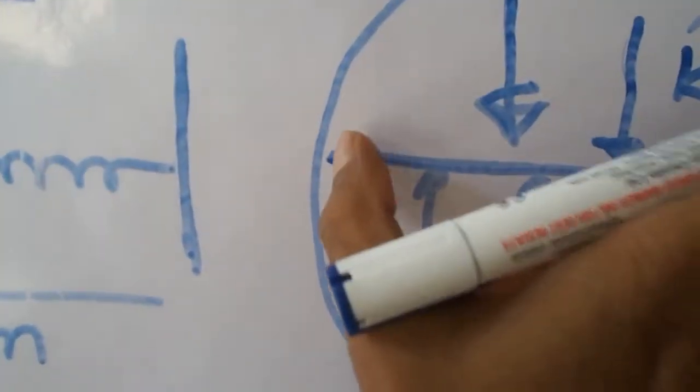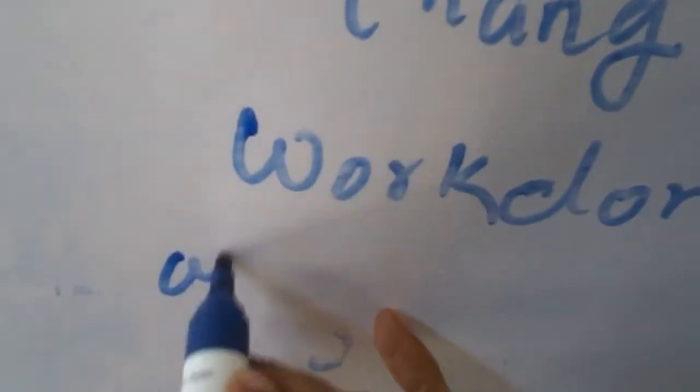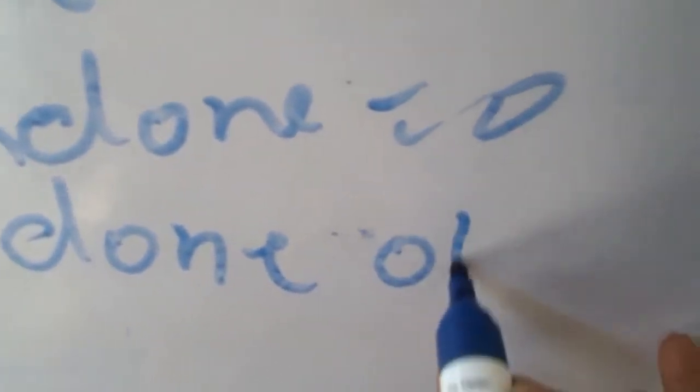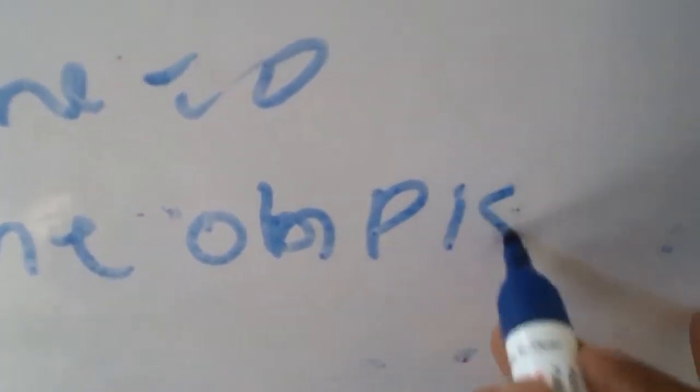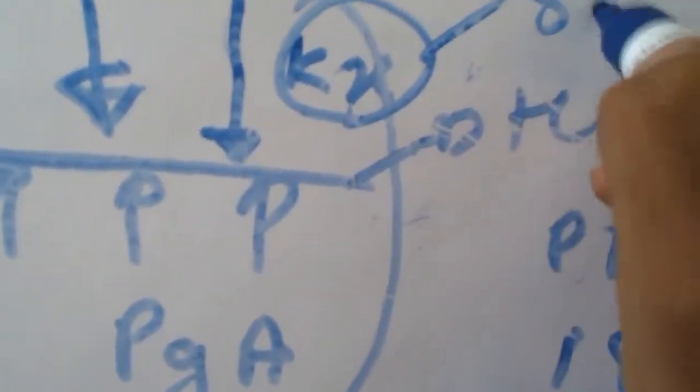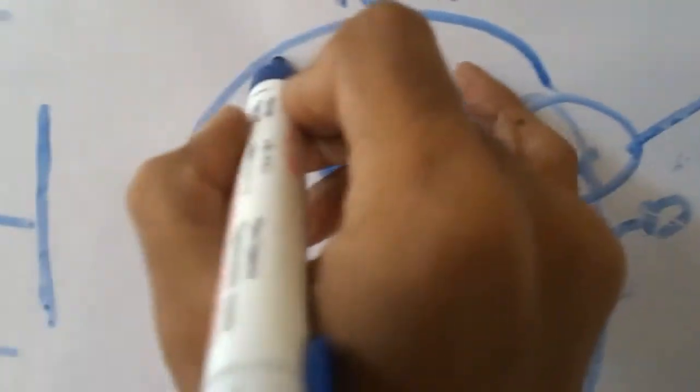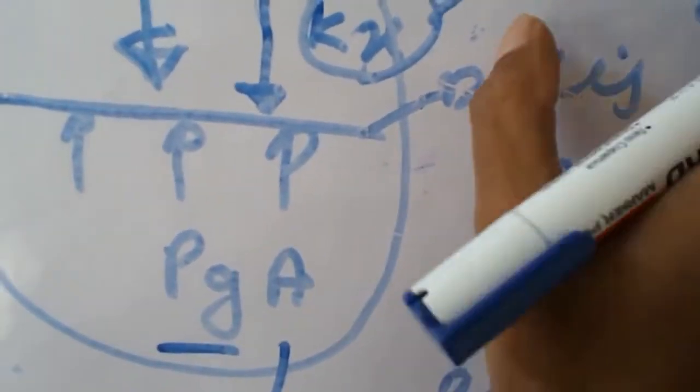So what is the work done? Work done on piston. Who does work on piston? Gas will do work on piston, spring will do work on piston, and atmosphere will do work on piston.